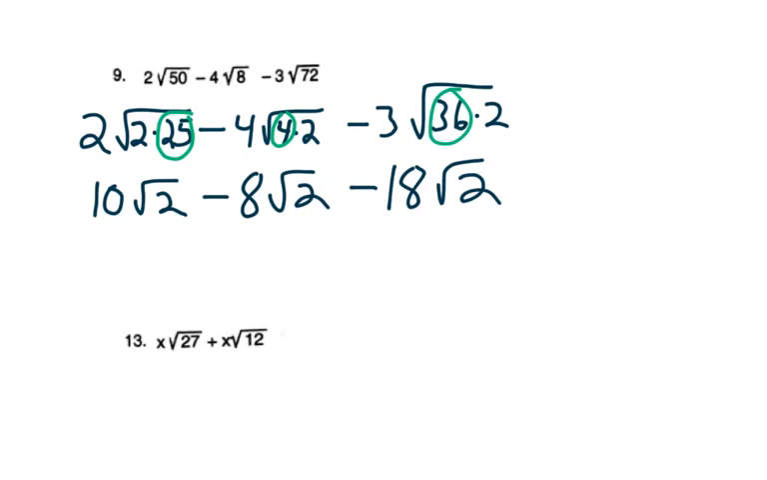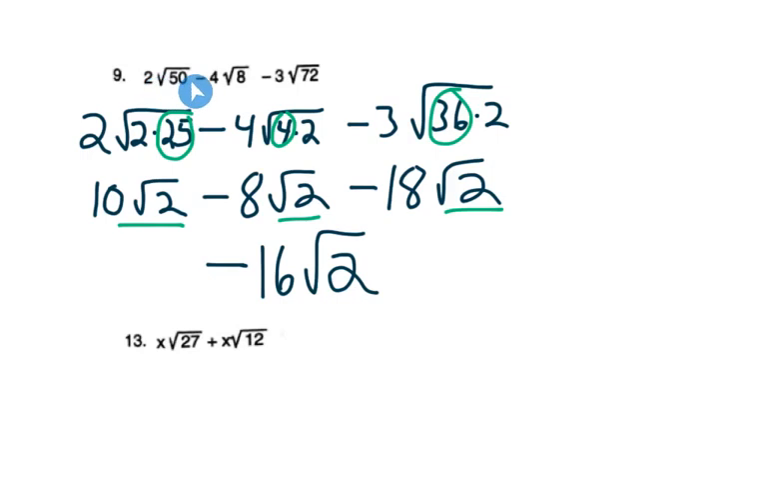So now let's look and see what the radical symbols are. Are they all the same caboose? Well, there's square root of 2, square root of 2, square root of 2. They all have the same caboose, so let's go ahead and combine those. So that's going to be, again, always look in front of the number. 10 minus 8. 10 minus 8 is 2. 2 minus 18. Well, 2 minus 18 is actually a negative 16 times the square root of 2.